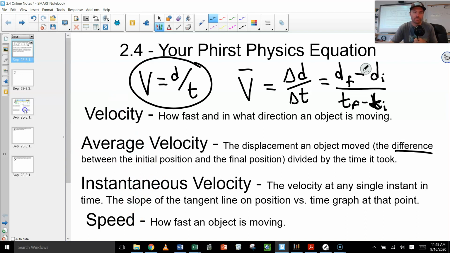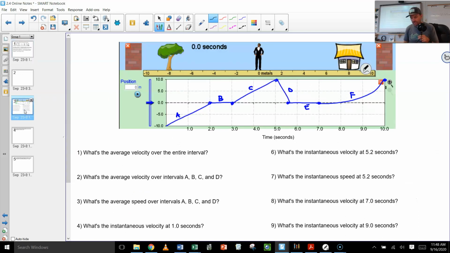So this is a graph that I grabbed off of our moving man, and I have 10 questions here, and we're going to go over these together. So number 1, it says, what is the average velocity over the entire interval? So remember, to find the average velocity, it's your total displacement, your change in displacement divided by your change in time.